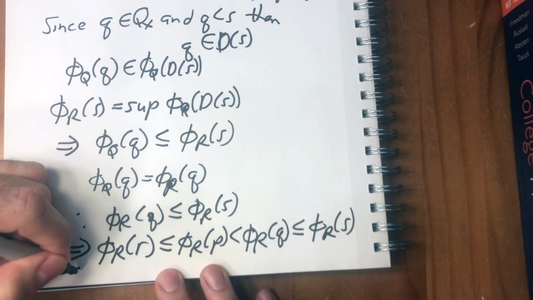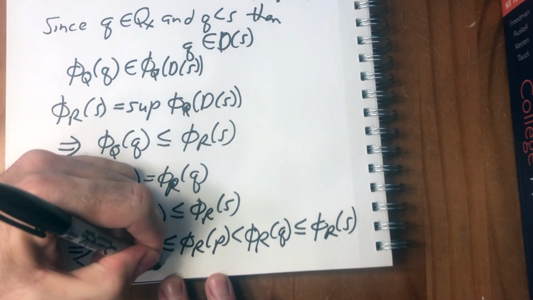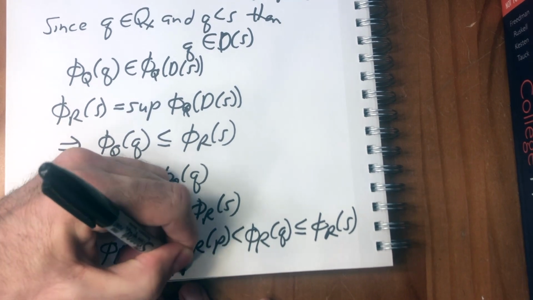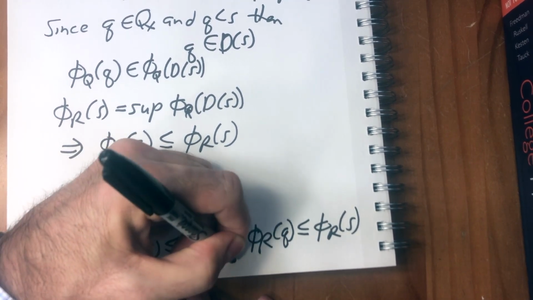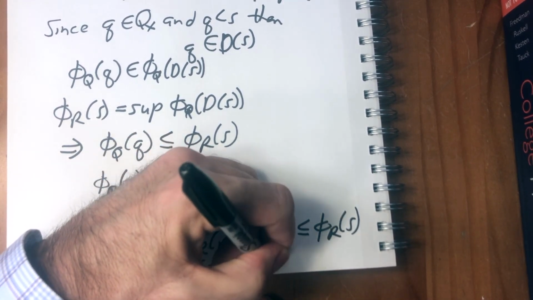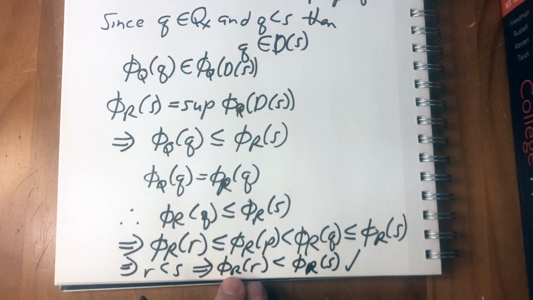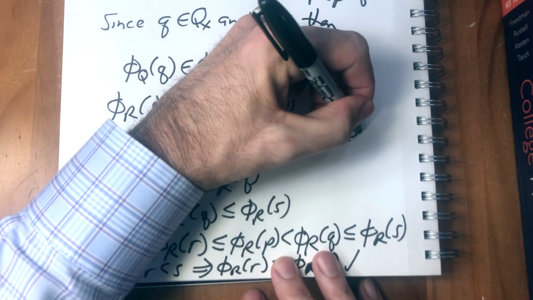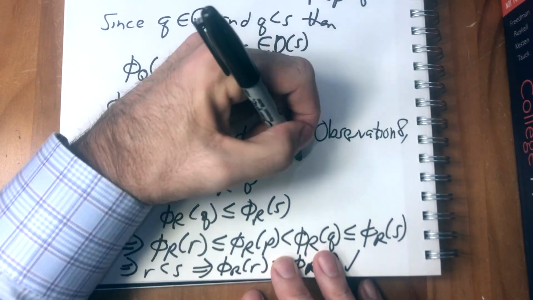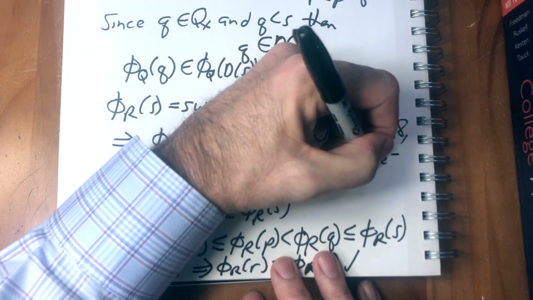So therefore, r less than s implies that phi r of r is less than phi r of s, and that's what we wanted to prove. So phi r is indeed order preserving, and by observation 8 from the last video, therefore phi r is 1-to-1.